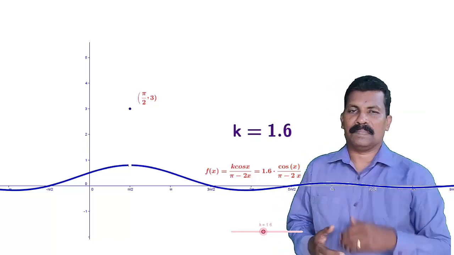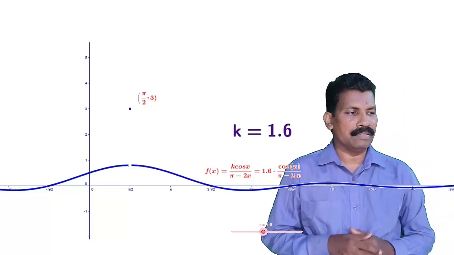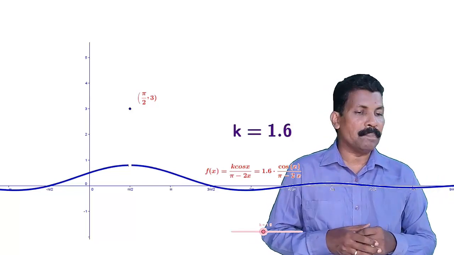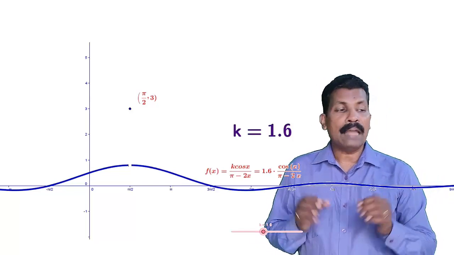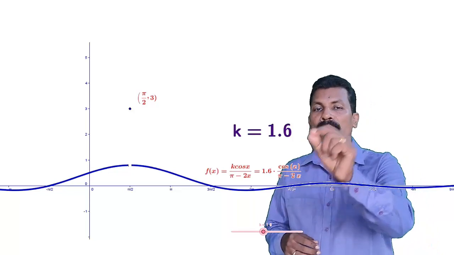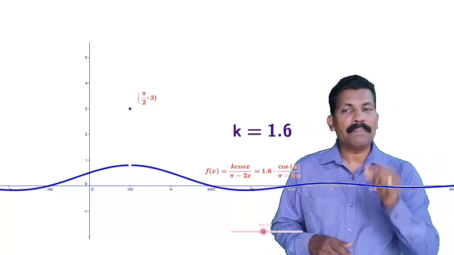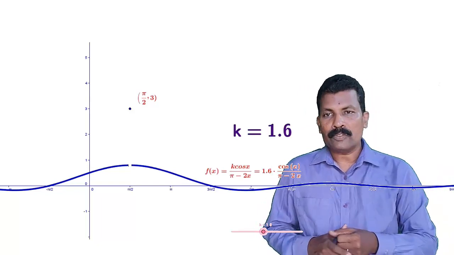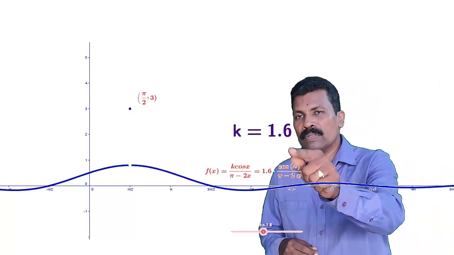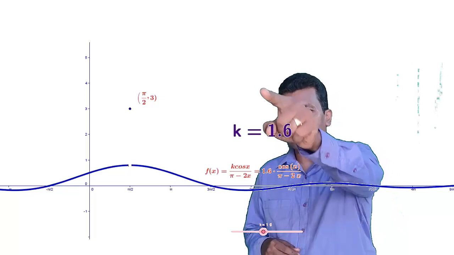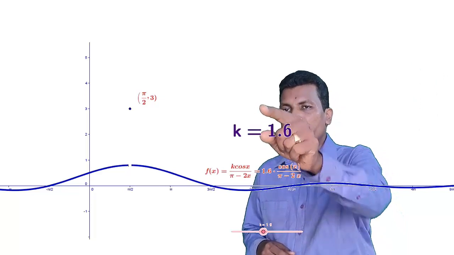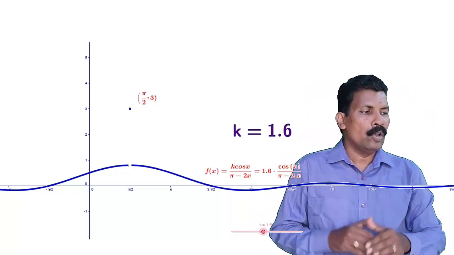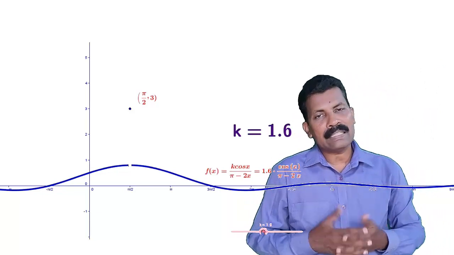Let us consider the graph of f given by f(x) is equal to k cos x by pi minus 2x. At present, the blue colored curve is having a break at x equal to pi by 2. A point is missing. Actually, at x equal to pi by 2, the f(x) value is 3. That is that blue point above the blue colored curve. So at present the function is discontinuous.